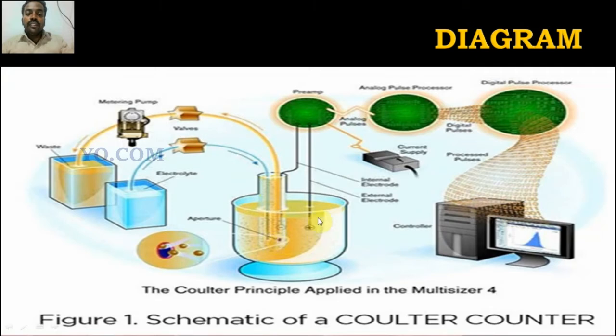Right, so it has two electrodes. One electrode is present in the diluted blood, another electrode is present inside the glass tube. Here we are going to measure the conductivity between these two electrodes. According to the conductivity, we are going to measure the blood cells in the blood.